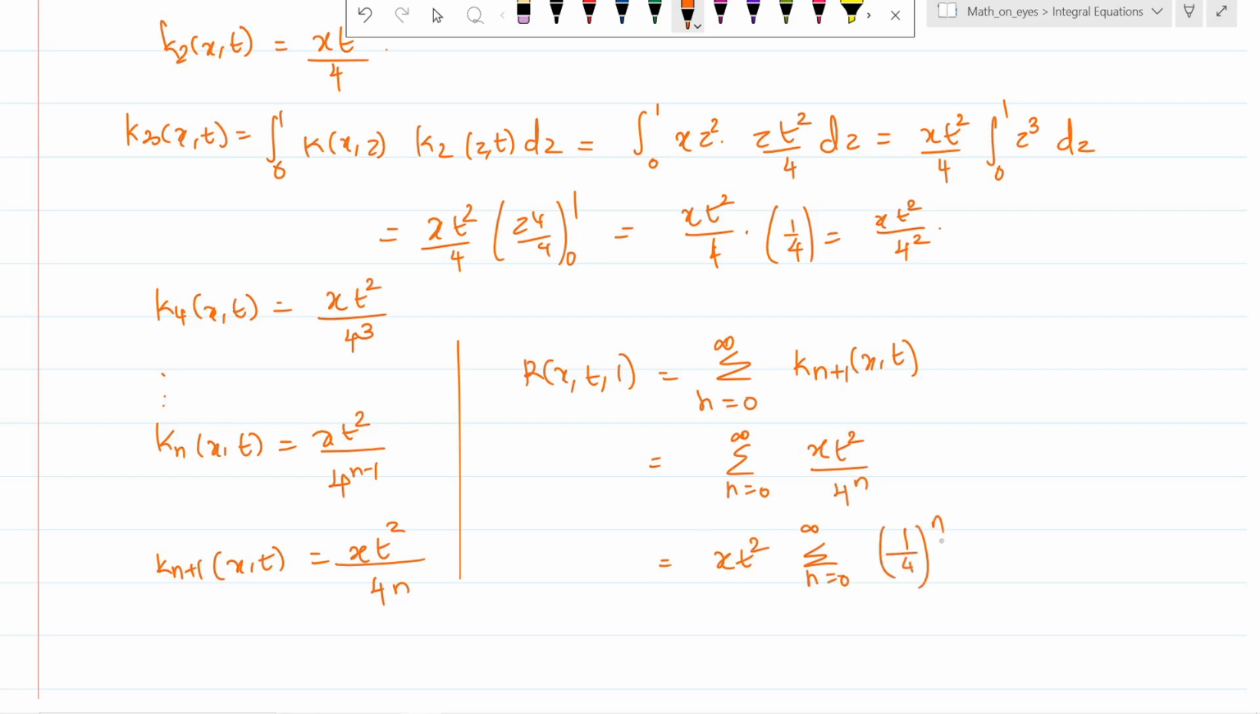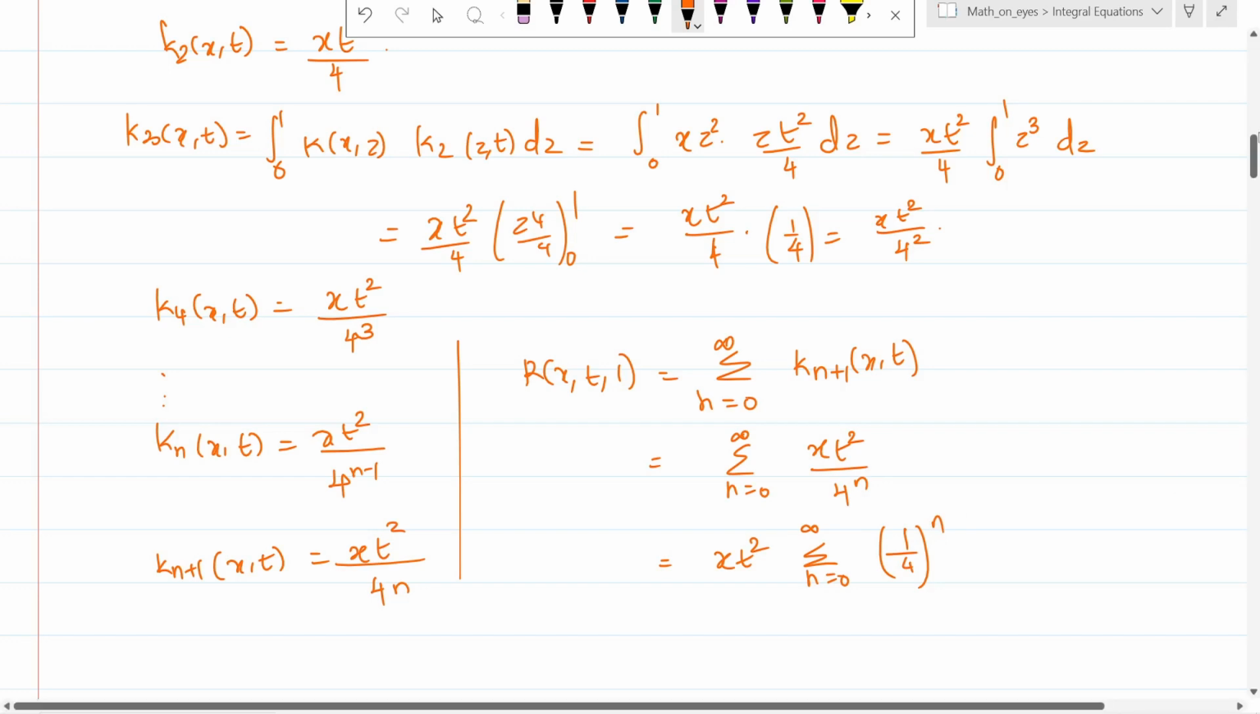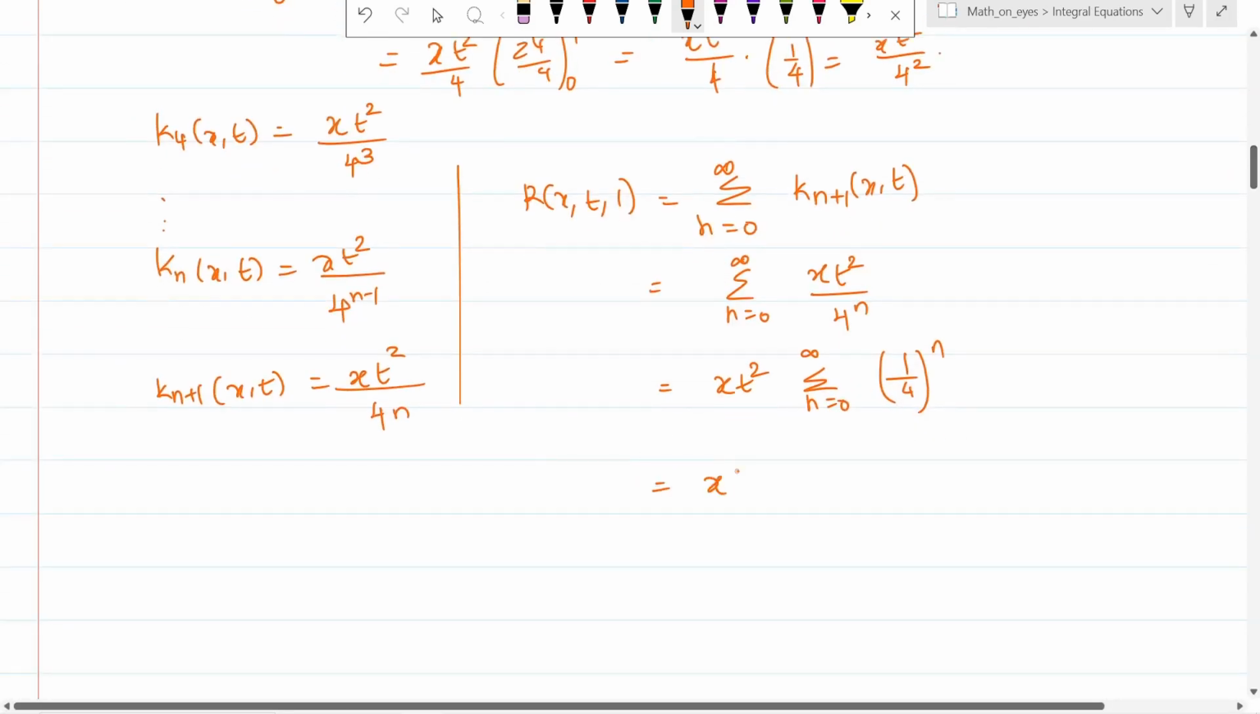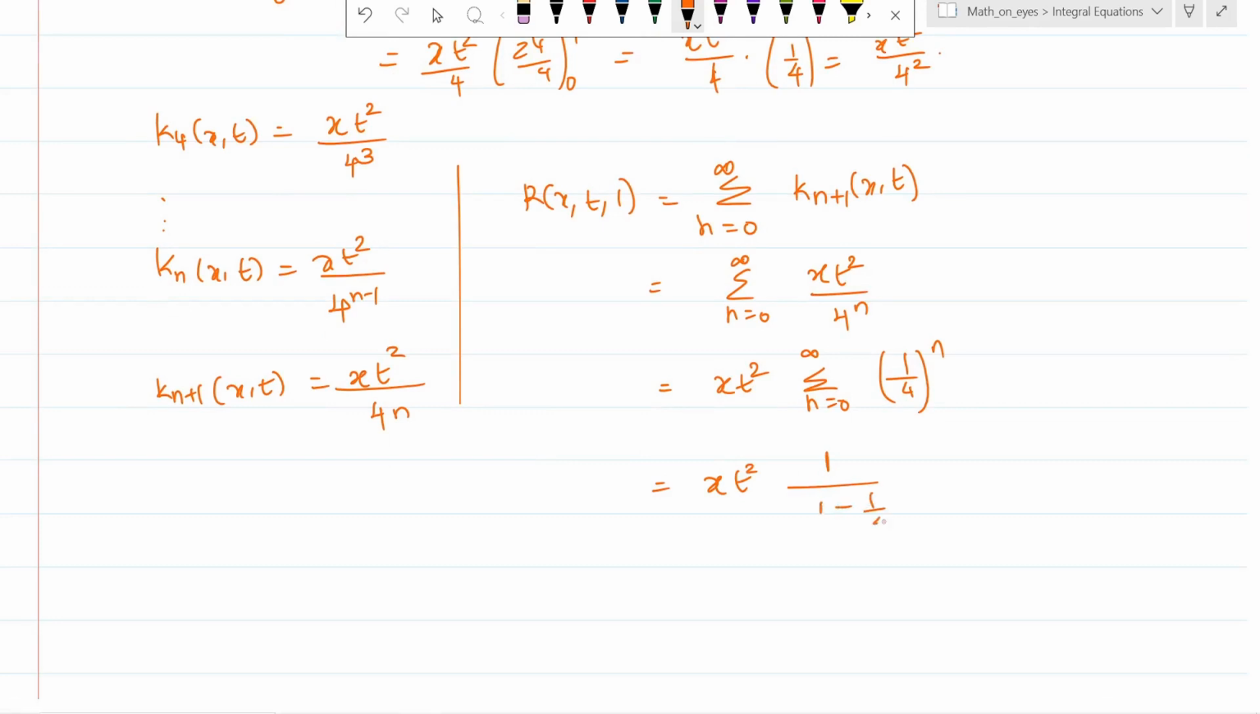This is a geometric series, and the series sum will be equal to xt squared times numerator 1 divided by 1 minus 1 by 4. For the geometric series summation r power n, since summation r power n, n is equal to 0 to infinity, is equal to 1 divided by 1 minus r, here r is 1 by 4. The modulus of r should be strictly less than 1. So here we get xt squared into 4 divided by 3. This is our resolvent kernel.